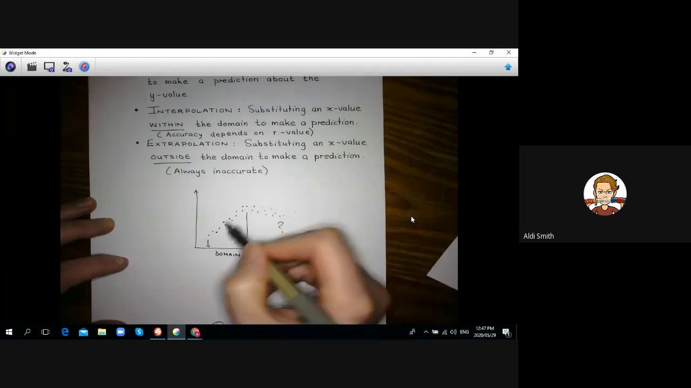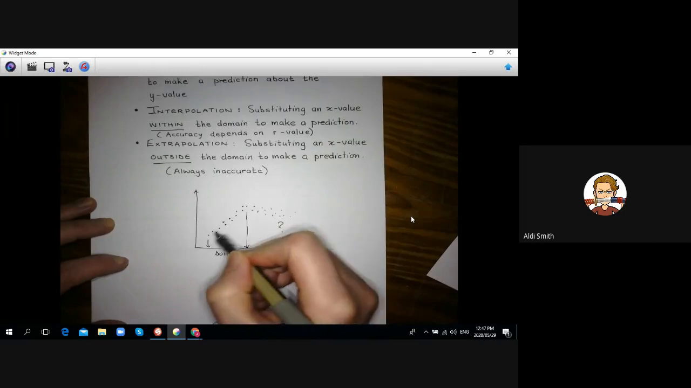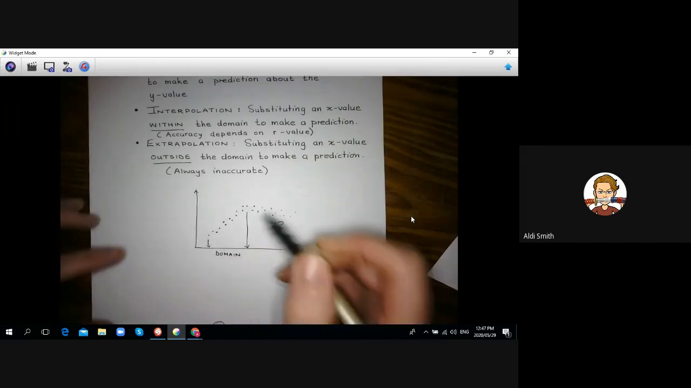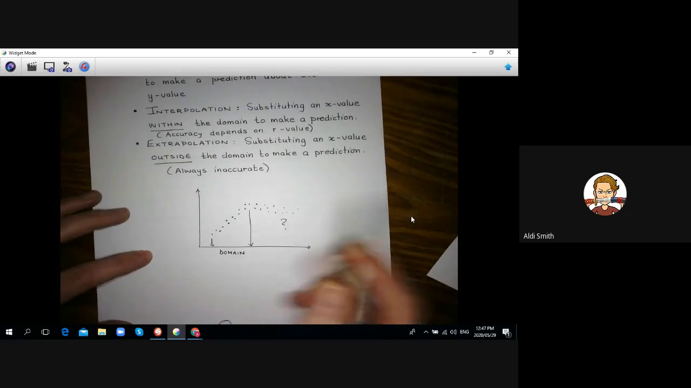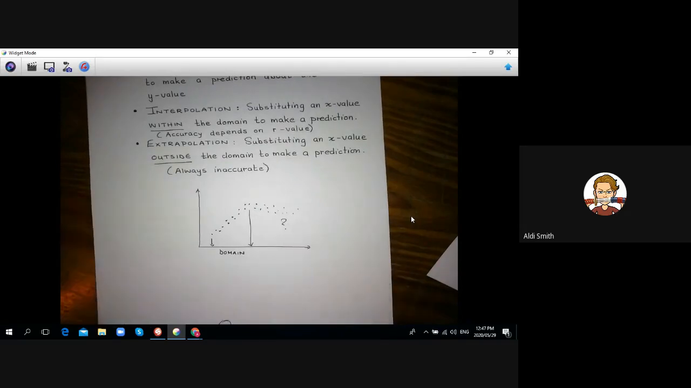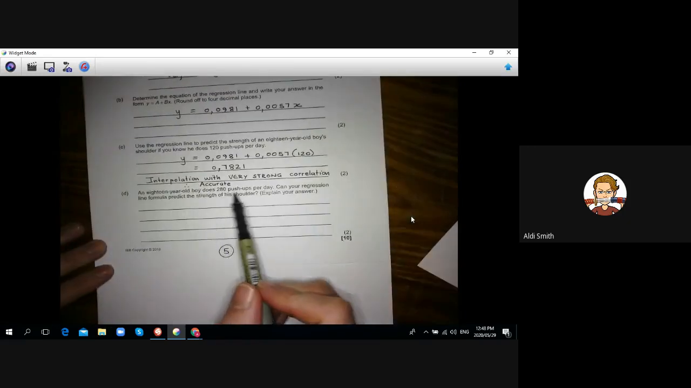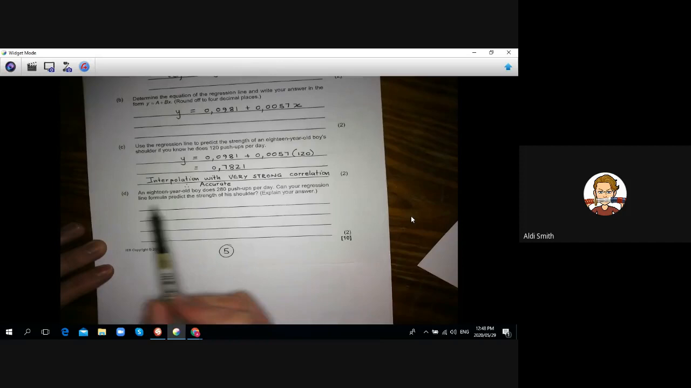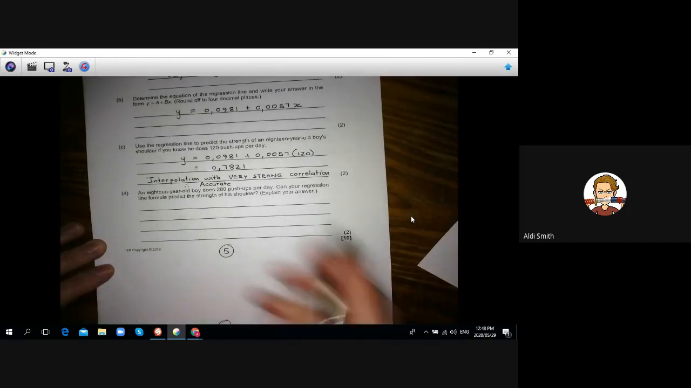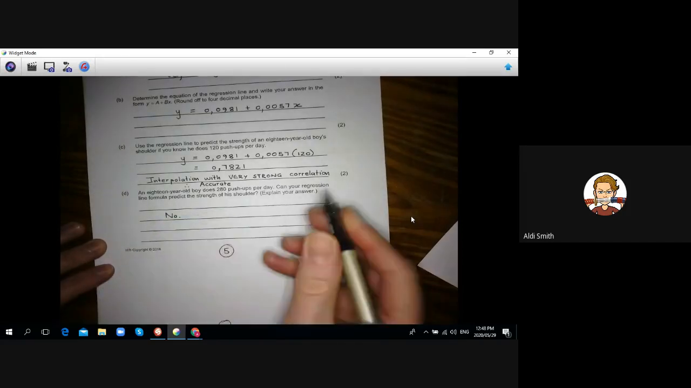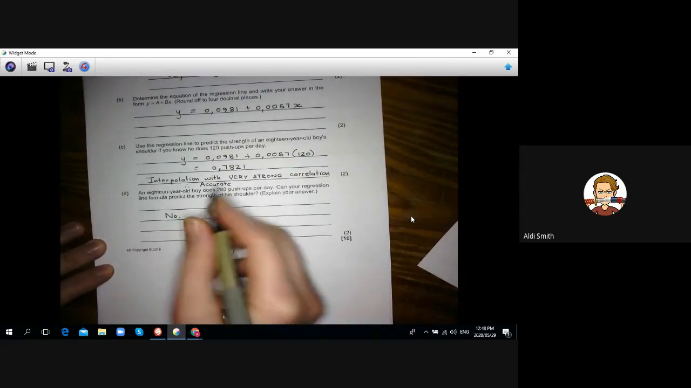So we might have a very strong positive correlation over here within the domain. But the moment you pass outside the domain, the data could have done something completely different. You cannot go and make any prediction about what the data did outside that domain. You can only talk about what the data did within the domain. And that is why when it says the 18-year-old boy does 280 push-ups per day, can your regression line formula predict the strength of the shoulder? No. And the reason is always going to be this will be extrapolation.